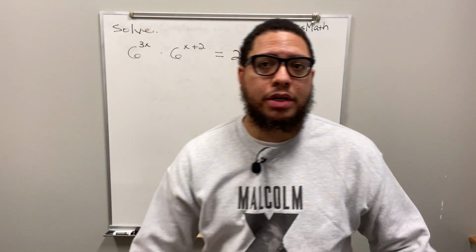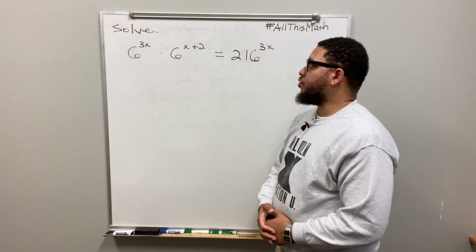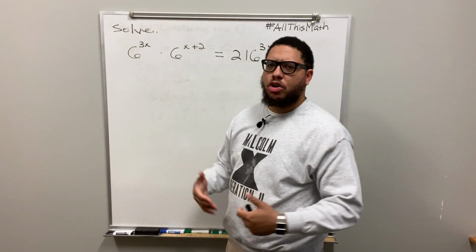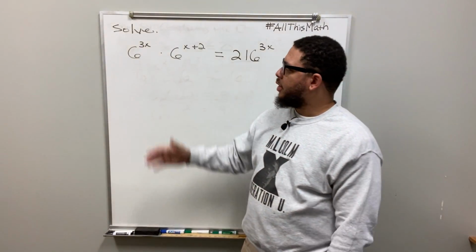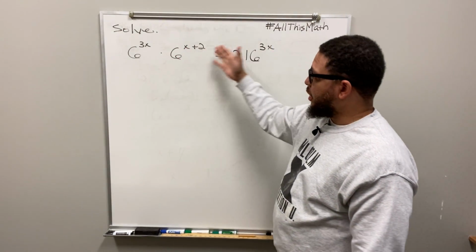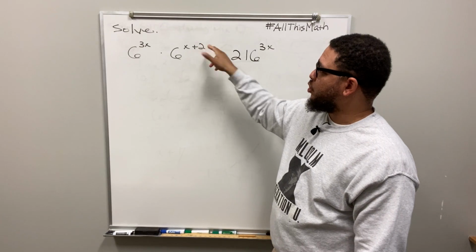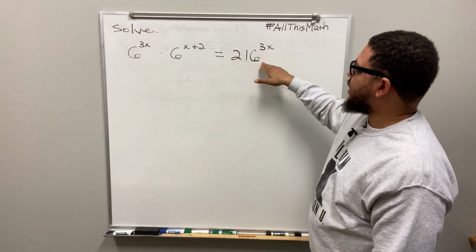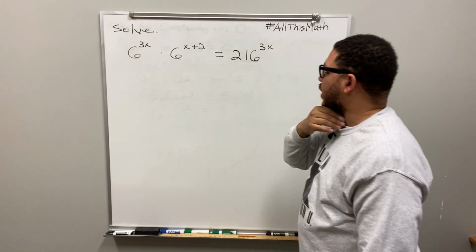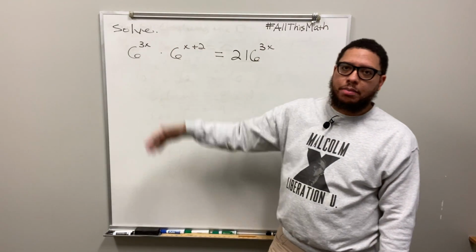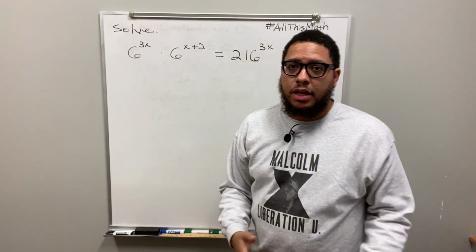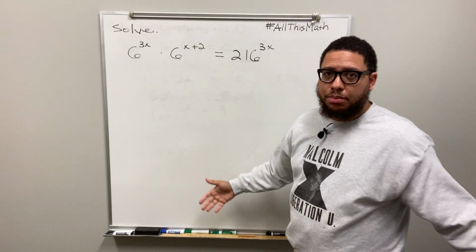This is Professor Parker, and today we are going to solve an equation, or I should say solve an exponential equation, right? That's one of the ways we describe this. We have 6 to the 3x power times 6 to the x plus 2 power is equal to 216 to the 3x power, right? Now, to many people, that looks real complicated, looks real difficult. It might even look downright scary to some people.